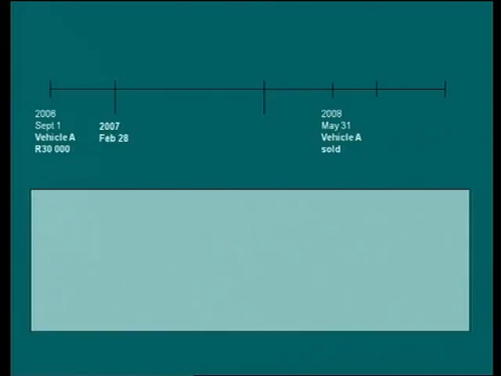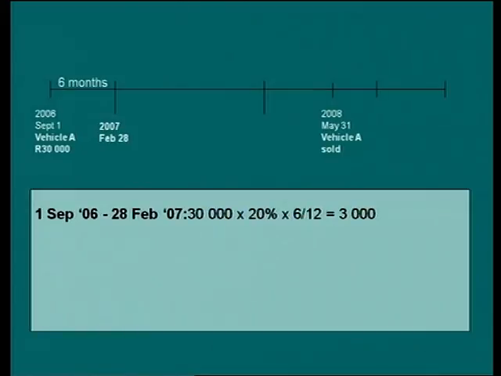So, there we go. The first time we depreciated this asset is in 2007. So, we had the vehicle for 6 months before we depreciated it for the first time. Let's show our calculation. From the 1st of September 2006 to the 28th of Feb 2007, we depreciated this vehicle, and the depreciation is 3,000.